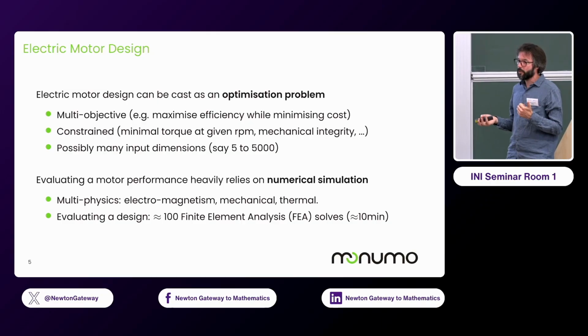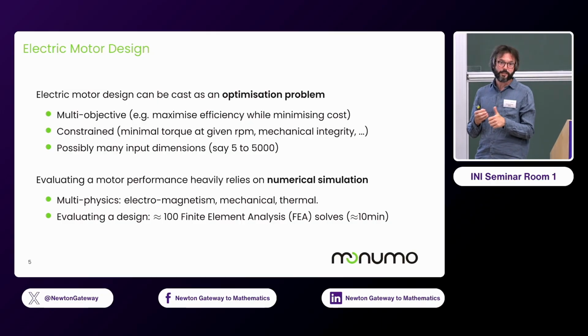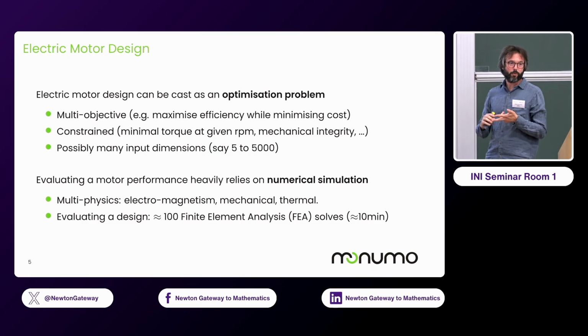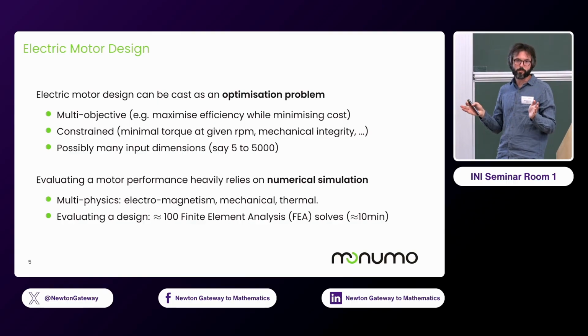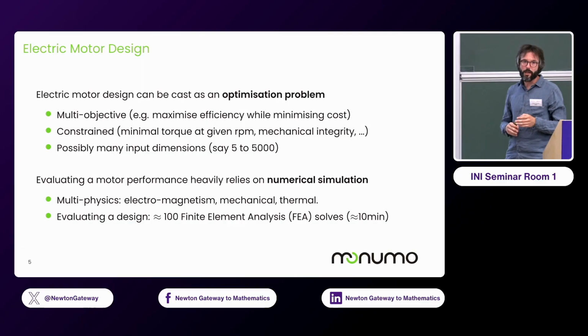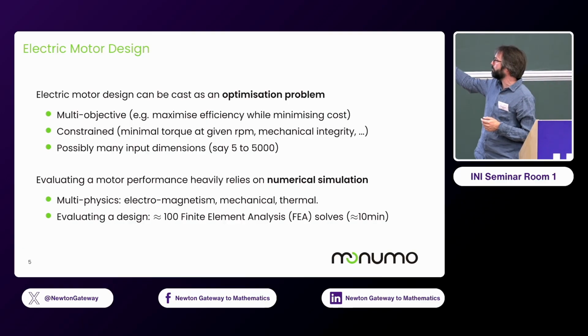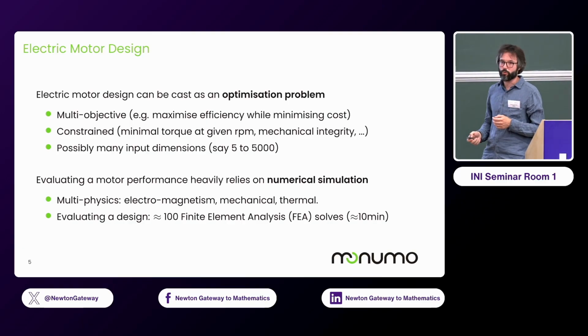So you need numerical simulations for electromagnetism, to compute how much torque you get and what the losses in your motor are. For mechanicals, when you spin your motor at top speed, what's the stress in it? Does it break, or is there some fatigue? And for thermal properties of the motor. All in all, when you have a candidate design you want to evaluate, this should be roughly 100 finite element analysis simulations, so roughly 10 minutes on just one CPU. And then you need to parallelize that because you want to evaluate lots of designs to find a good one.